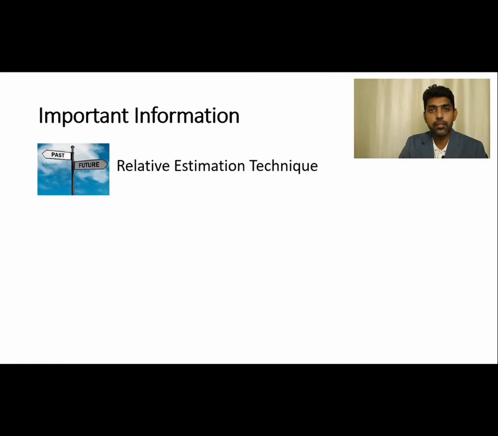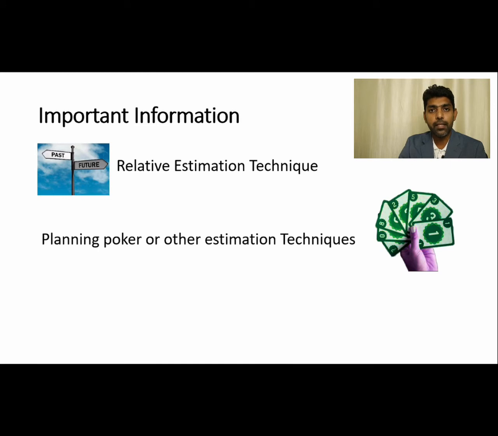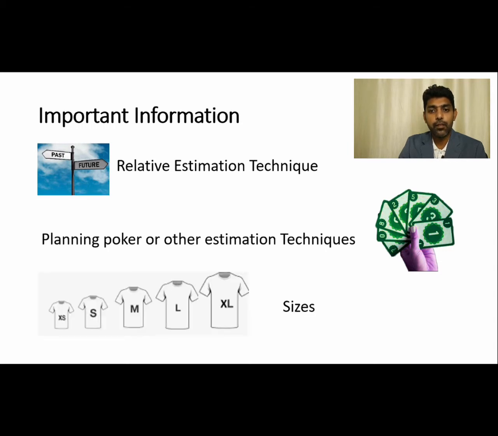Firstly, t-shirt size estimation is a relative estimation technique. That is, we use an effort from an already estimated task or objectives and use it as a reference for estimating the future task. We can use planning poker or any other estimation techniques like affinity technique or bucketing system to carry out the t-shirt size estimate. Finally, we can use the following sizes: extra small, small, medium, large and extra large for sizing the objectives or task.